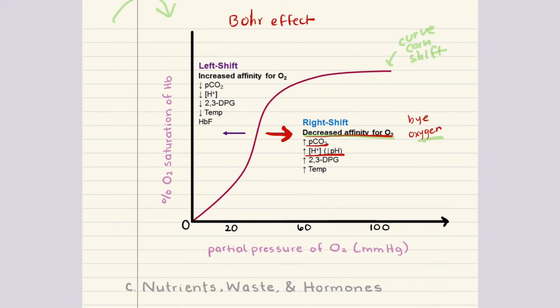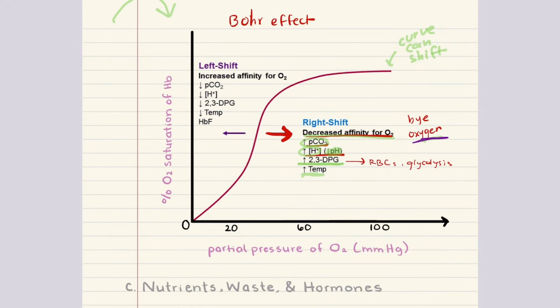This is favored by several factors: increased partial pressure of carbon dioxide, increased hydrogen ion concentration, which will lower the pH, increased temperature, and increased 2,3-DPG levels. 2,3-DPG is a molecule that's produced by red blood cells during glycolysis, and it binds to hemoglobin and lowers its oxygen affinity. So when tissues are active and they're generating heat, carbon dioxide, and acid, all of these signals tell hemoglobin, hey, let go of the oxygen, we need it here.